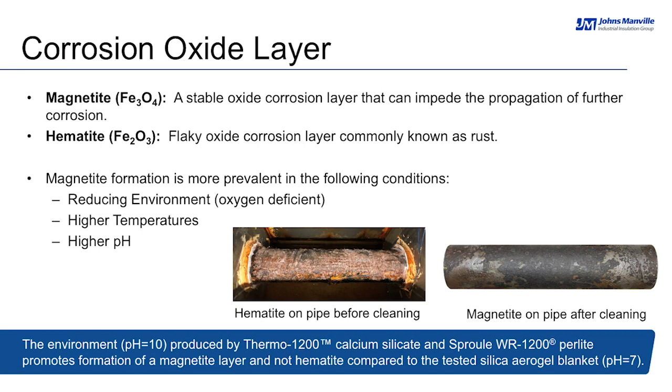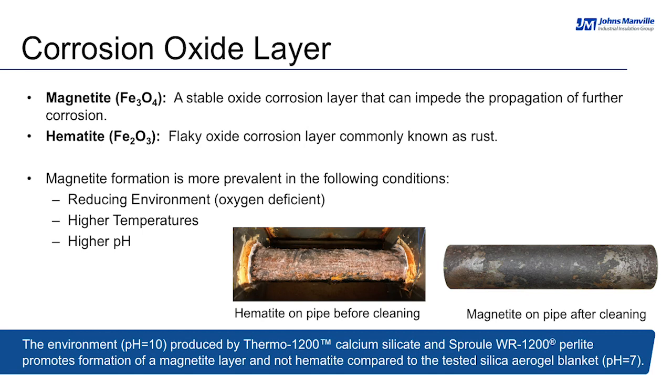So what drove the corrosion mechanism to form magnetite as opposed to hematite during the TG 516 testing, since all of the systems were exposed to the same conditions? The big difference was the pH. Both forms of oxides or corrosion formed on all 3 pipes, but due to the higher pH of the Thermo 1200 and Sprule WR 1200 materials, the ratio of magnetite to hematite was higher. And again, keep in mind that the average total wall loss was the same for all 3 installations, but the ratio or amount of corrosion byproducts were different.